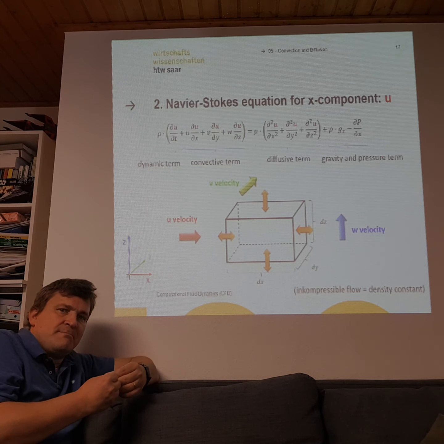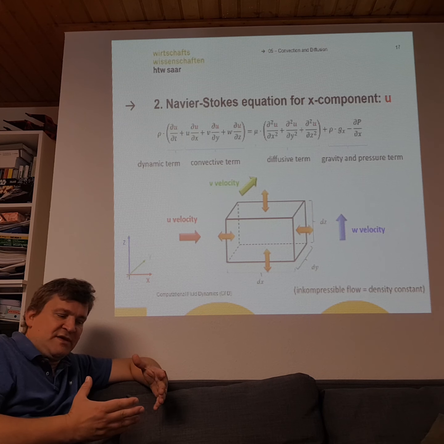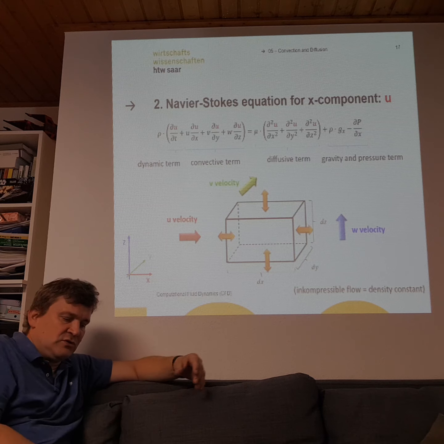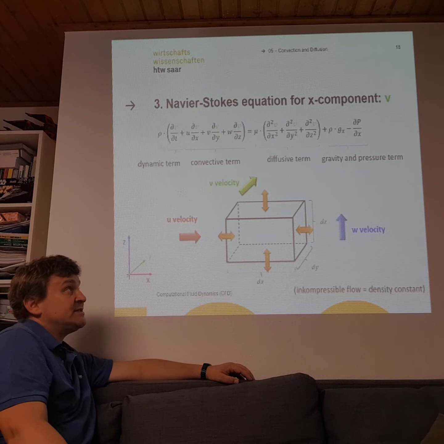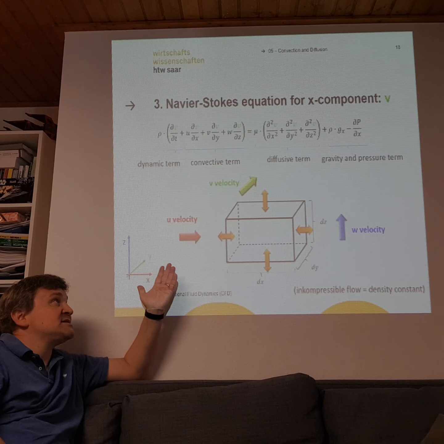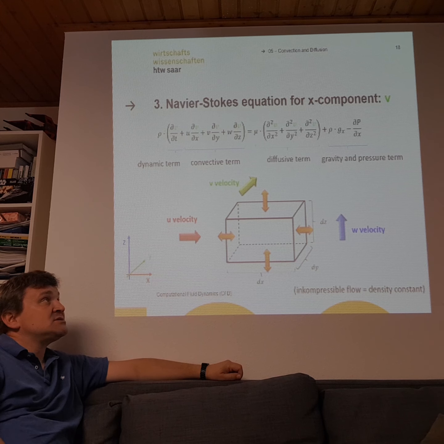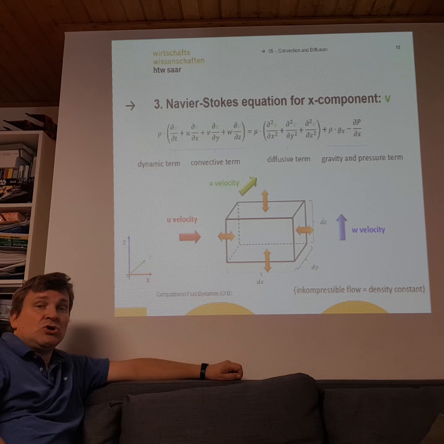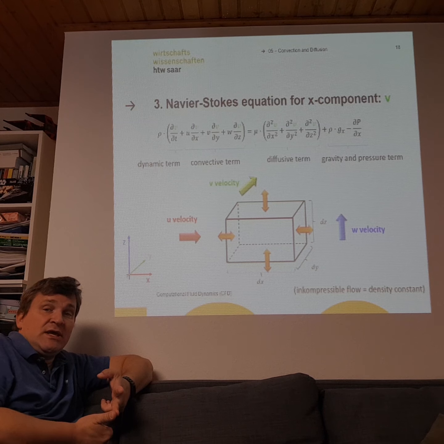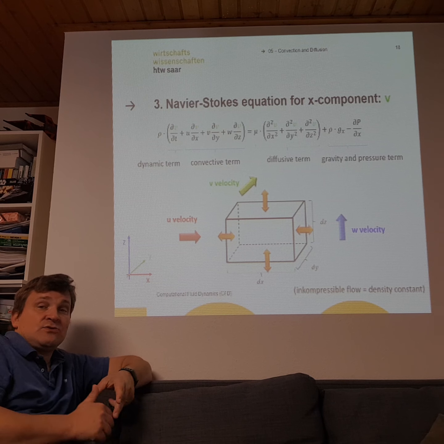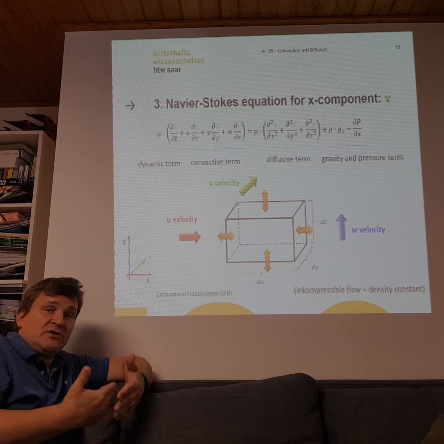And more or less, this Navier-Stokes equation is the core of ANSYS CFX. That's what you have to control if you look at the solver manager. Okay, and I'll go to the next slide. This slide looks nearly the same as the slide before. We also have to describe the convection and the diffusion for the velocity in y direction, and that's the v velocity. So you can imagine that's a lot of work for the computer.